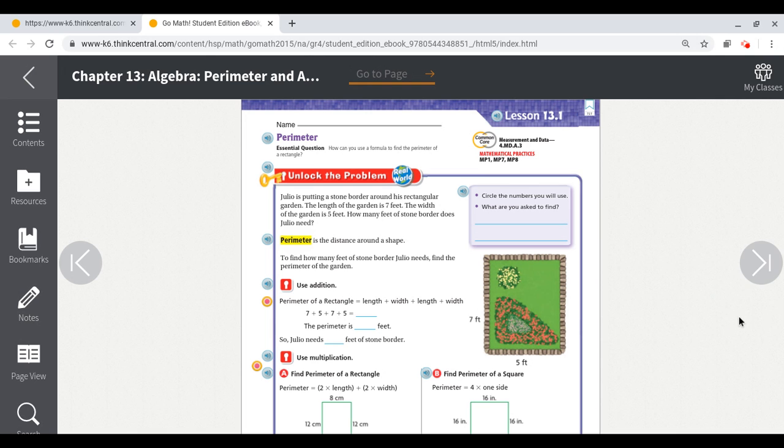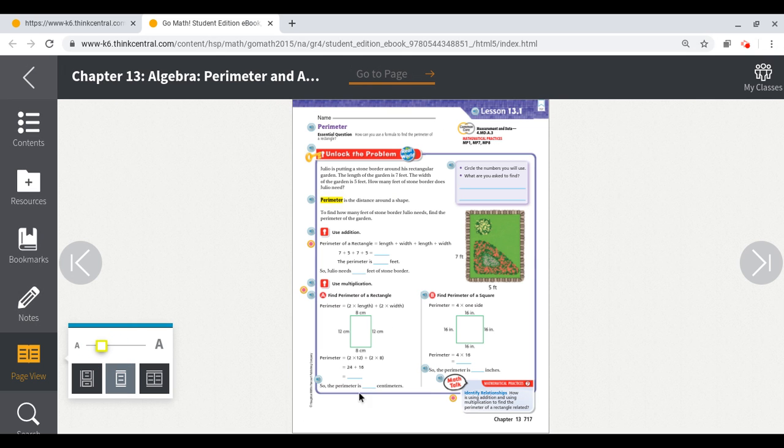Why is this not letting me go down? Okay. Let's make it smaller. Sorry. Okay, you can barely see this, I know.